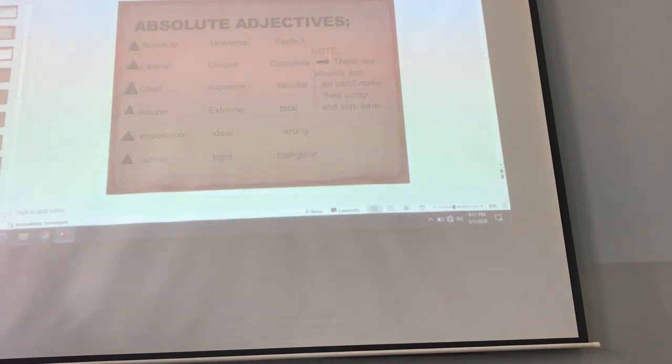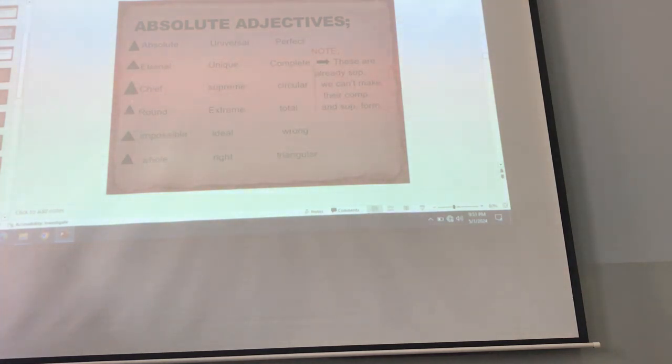Okay then. Our next point of discussion is absolute adjectives. There is also a list of absolute adjectives here. Let's read some of them. Absolute, universal, chief, wrong, ideal, perfect. As you can see, they are already in the superlative degree, so we cannot make their comparative or superlative degree or add other words to them.